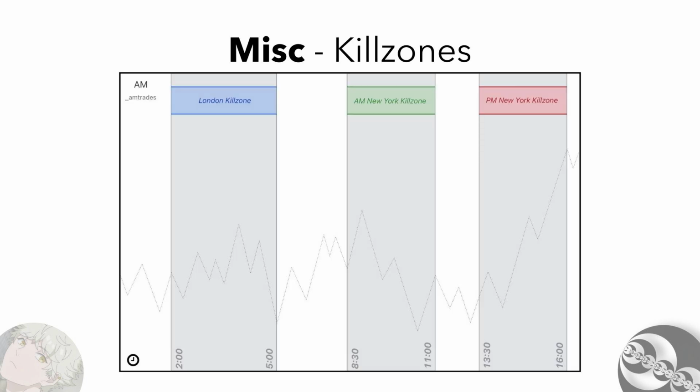There are 4 Killzones throughout the day, which in New York time are the Asia Killzone between 8 PM to 12 AM, London Killzone between 2 AM to 5 AM, New York AM Killzone between 8:30 to 11 AM, and New York PM Killzone during 1:30 to 4 PM. These are when prices move with more volatility and logic, and it's when the algorithm operates.